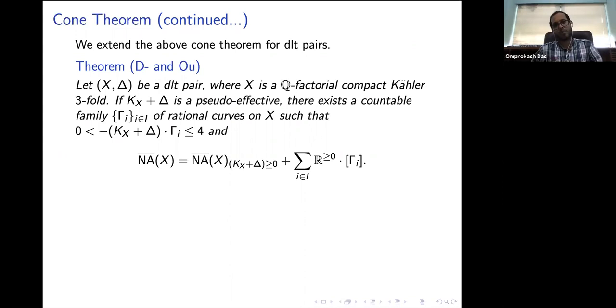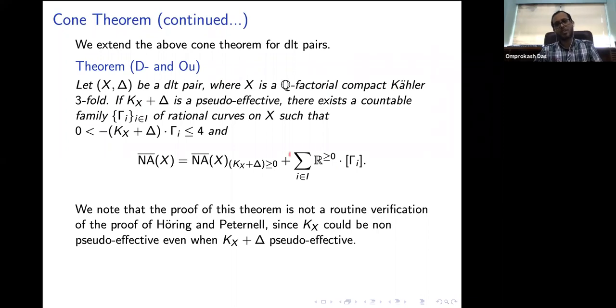Of course, when you want to do log MMP, we extend their cone theorem to the log case. When (X, delta) is a DLT pair, X is a Q-factorial compact Kahler threefold, and Kx plus delta is pseudo-effective, then again there are rational curves with this bound, and exactly this decomposition. Here, I'd like to point out that the proof of this is not a routine verification of the previous theorem of Höring and Peternell. You simply cannot go back to their proof and step by step just add delta and have a nice proof. It's not going to work like that.